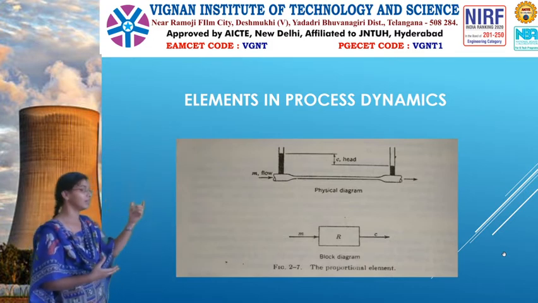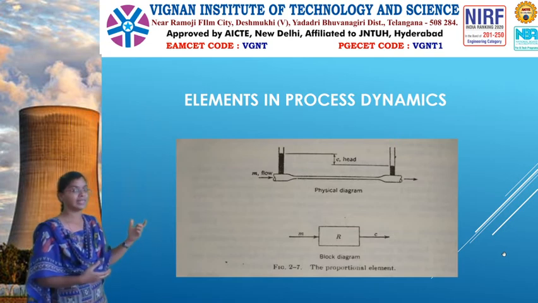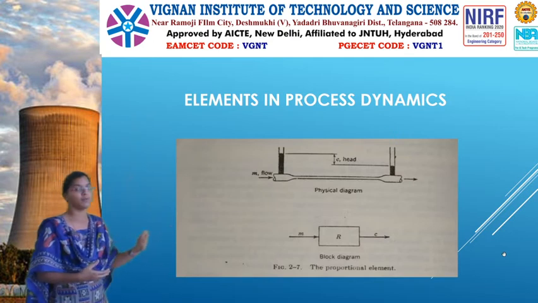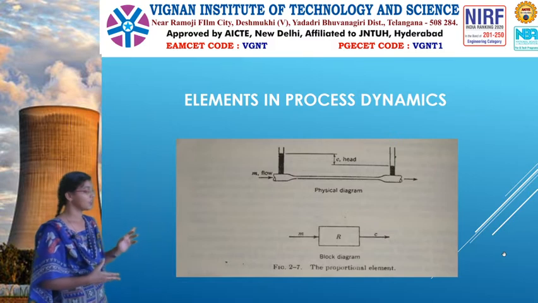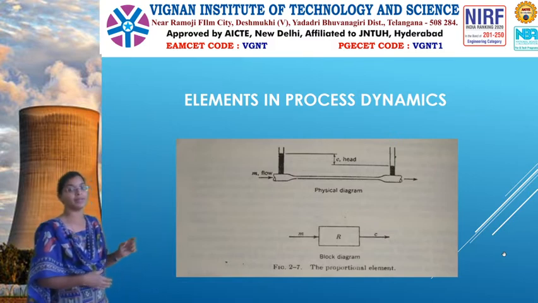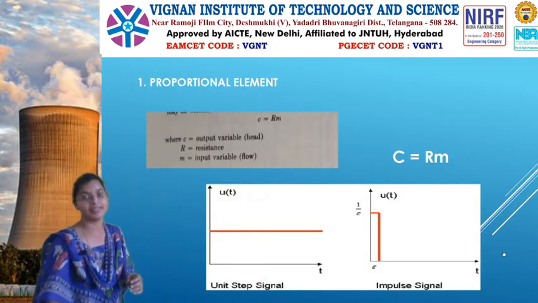So here we can analyze the entire diagram with a single block. Inside the block we have a constant value, that is R. The input we are applying is M, and the output we are getting is C. So we can write C is equal to M into R. So we are getting C is equal to M into R. Okay, we will see this in the next slide.